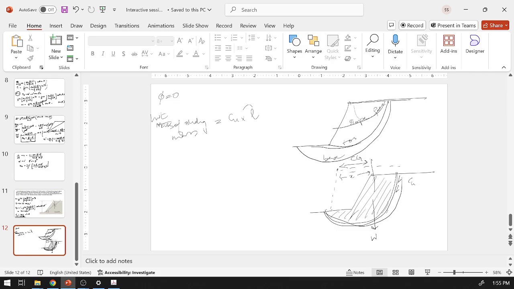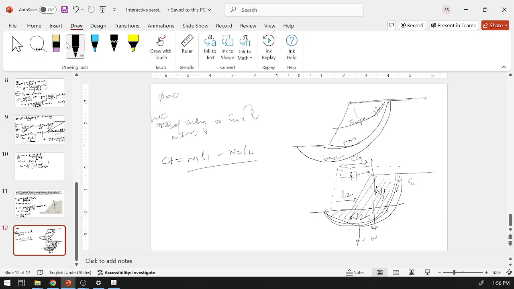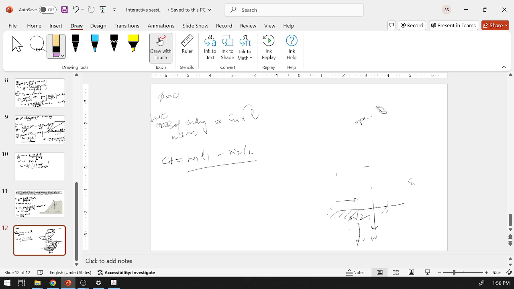So what we get from this is CD is equivalent to W1 L1, where this is W1 and this will be W2, this will be L1, L2, W1 L1 minus W2 L2, because if you see here, this is actually some part, not all of it, but this W2 mass is, actually let me show it in a better way.